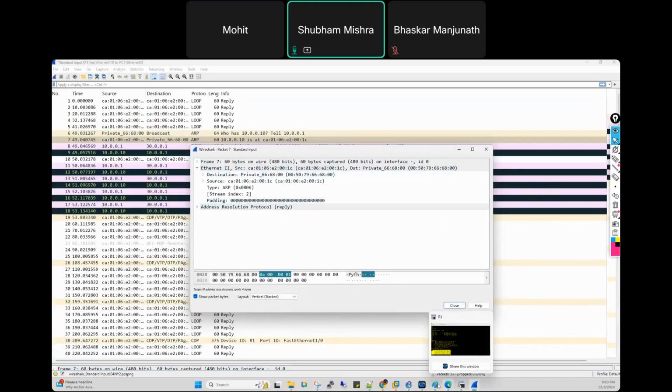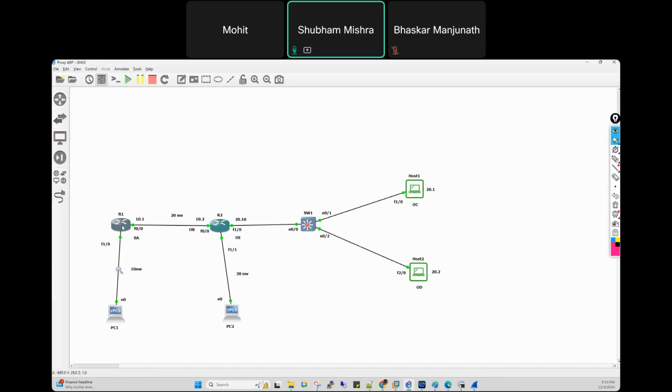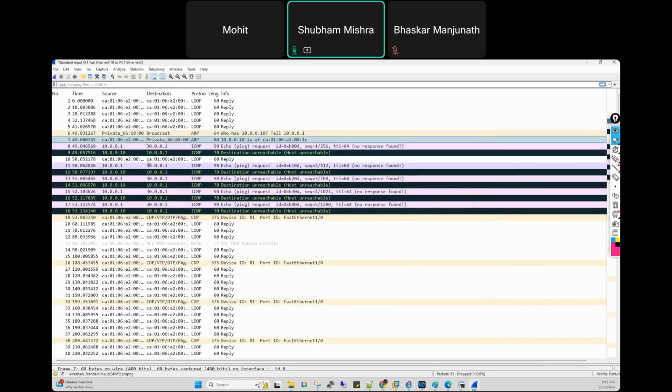It means PC1 sent the ARP request and this router generated the ARP reply. Between PC1 and this router, ARP is successfully exchanged. There is no problem. Fine. Now come here, ICMP.